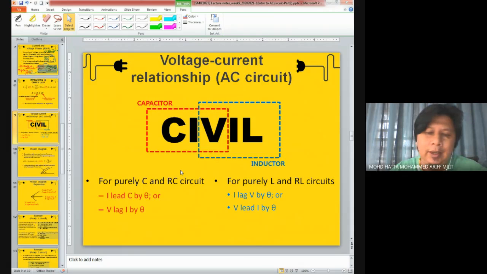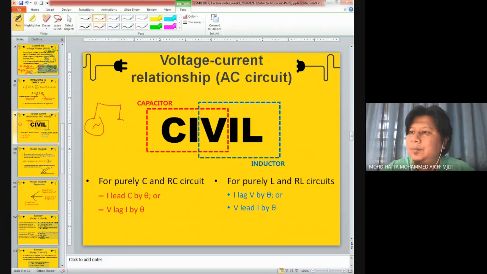All right, this is something you will not find in your textbook. This is something that I summarized from the characteristic of the voltage and current relationship. If you try to think about the relationship between voltage and current in an AC circuit, please remember this word: CIVIL. For example, if I have a circuit that consists of a resistor and capacitor, or some circuit that consists only of a capacitor.